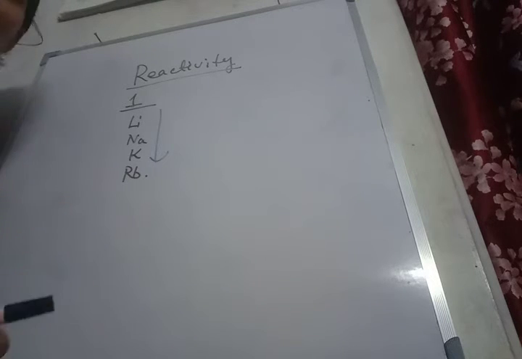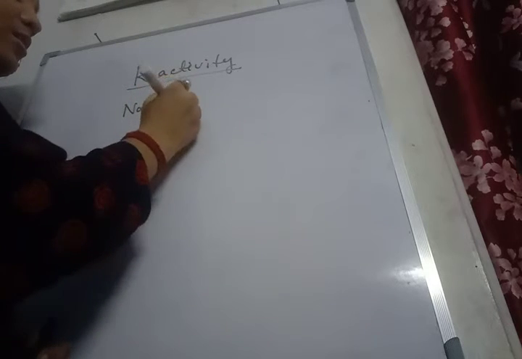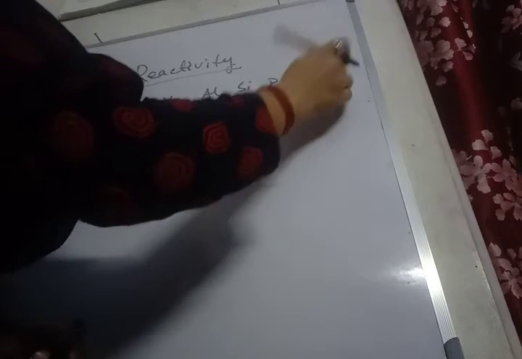When we talk about across a period, if I consider period number 3, I have elements sodium, magnesium, aluminium, silicon, phosphorus, sulfur, chlorine.